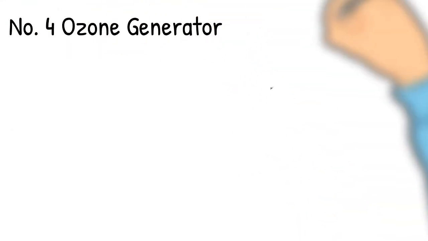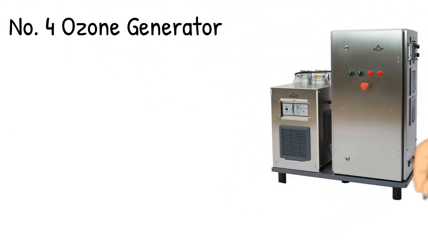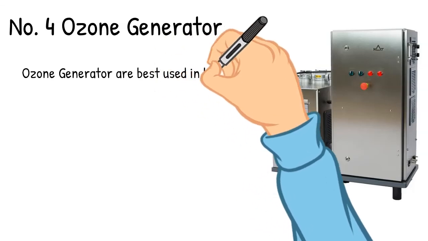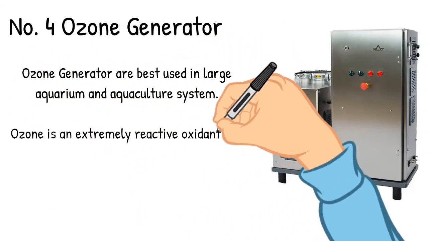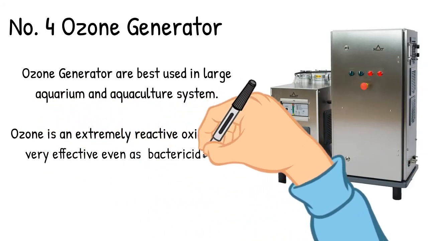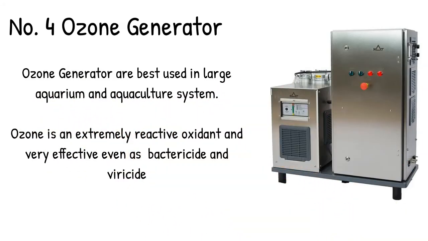Number 4. Ozone generator. Ozone generators are best used in large aquariums and aquaculture systems. Ozone is an extremely reactive oxidant and is very effective even against bacteria and viruses.